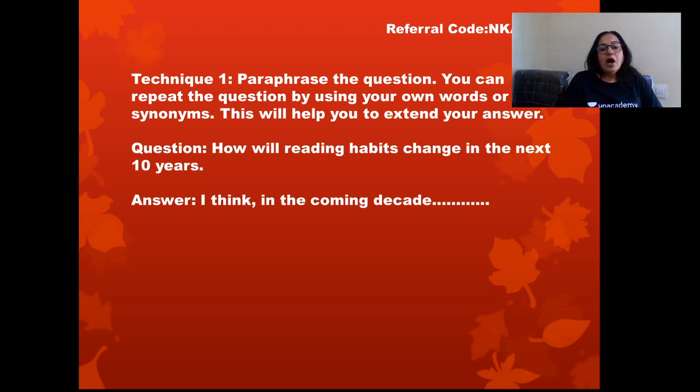Suppose the question is, how will reading habits change in the next 10 years? How can you answer this question? I think in the coming decade. Here, in place of the next 10 years, you can use the word decade. That is one of the synonyms you are using, and at the same time, by saying I think, you are giving your opinion on that particular thing. They are asking how the reading habits will change. After that, you can say that I think in the coming decades the reading habits would change like this, whatever you want to say here.